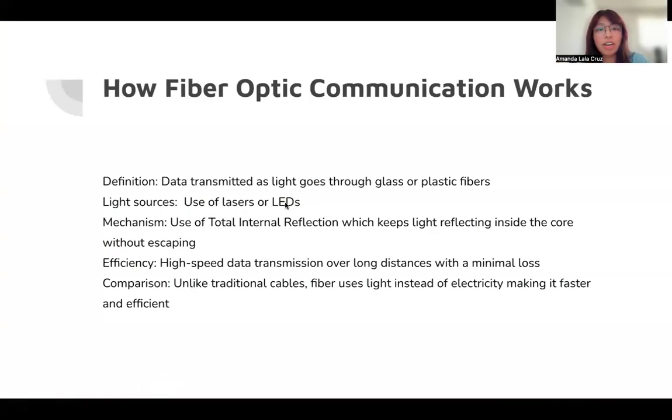So next we'll talk about how fiber optic communication works. First off, the definition is data transmitted as light through glass or plastic fibers. Next, the light sources are lasers or LEDs. The mechanism is total internal reflection, which keeps the light reflecting inside the core without escaping. The efficiency is high-speed data transmission over long distances with minimal loss. And unlike traditional copper cables, fiber uses light instead of electricity, making it faster and more efficient.